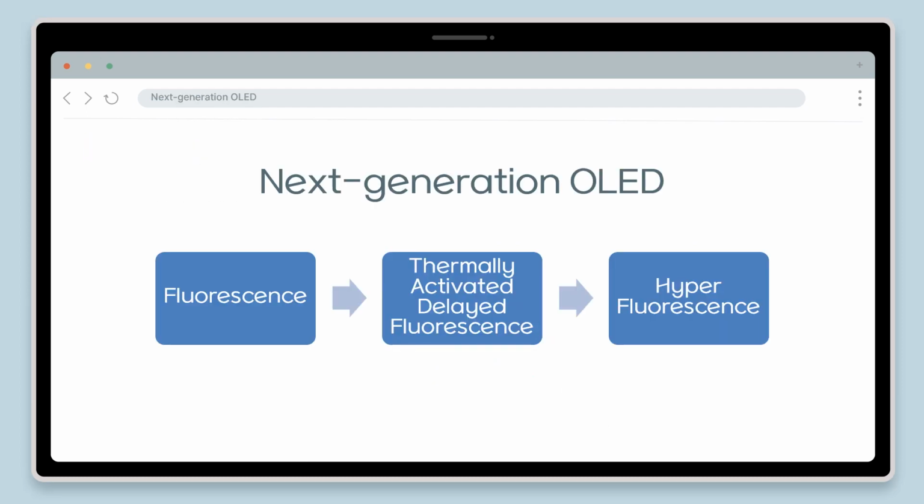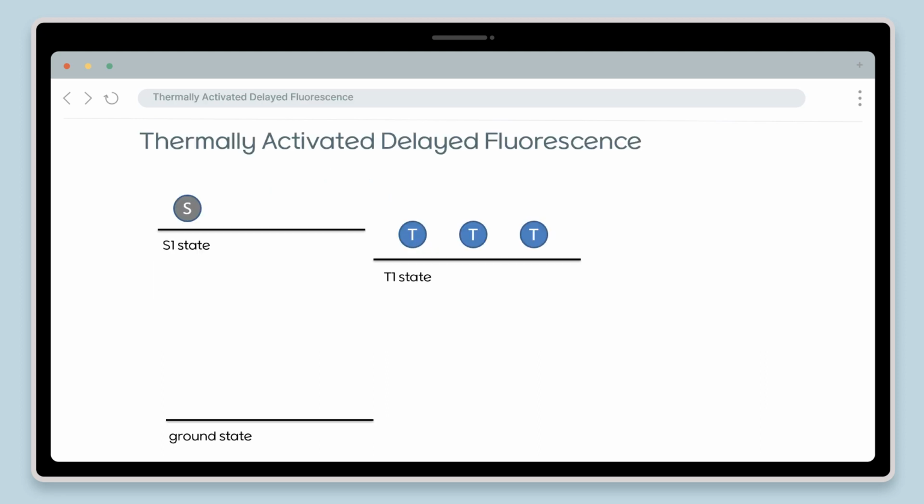Thermally activated delayed fluorescence and hyperfluorescence are the next-generation OLED light-emitting methods currently being developed following fluorescence and phosphorescence. Thermally activated delayed fluorescence and hyperfluorescence both achieved 100% quantum efficiency based on fluorescence. First, let me introduce thermally activated delayed fluorescence. Thermally activated delayed fluorescence is a third-generation organic light-emitting material that achieves 100% quantum efficiency by making the energy difference between energy levels S1 and T1 very small.